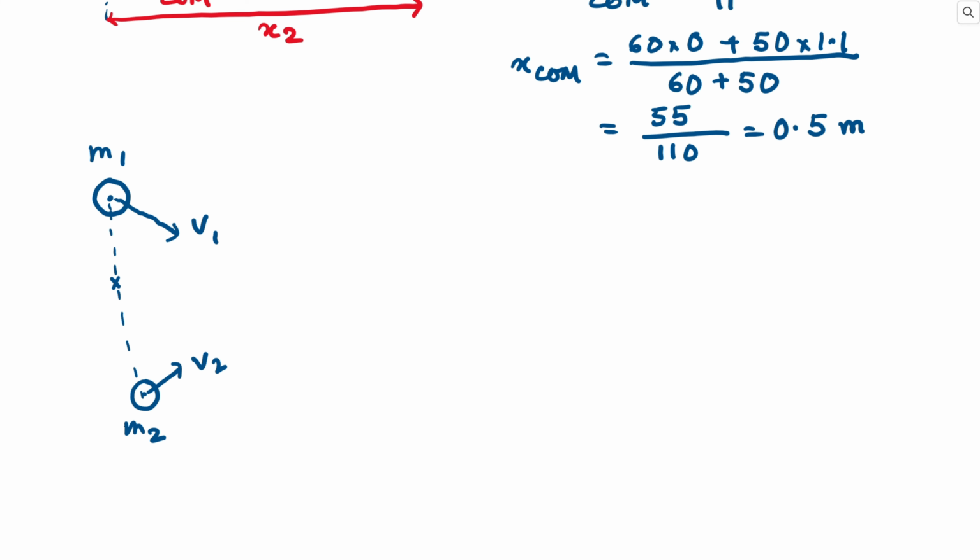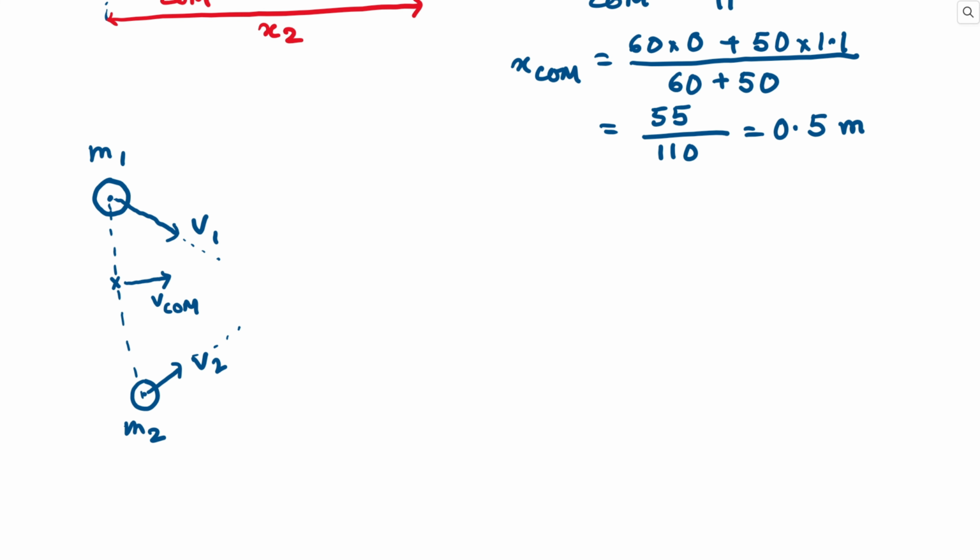Now, because each of these masses is moving, the center of mass will move with the objects. So as the objects are moving in these two directions, so will the center of mass. The center of mass will move in this direction with its own velocity. If we call that v center of mass, which is the velocity of the center of mass, then we can work out the momentum of the center of mass.